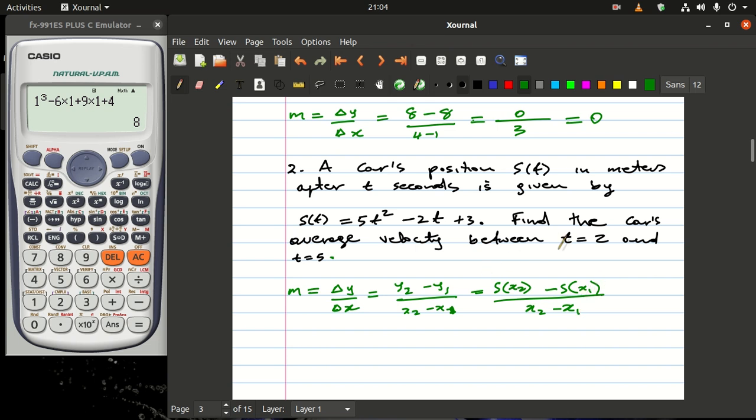Now, in this case, if you look carefully, you will find that our x2, remember that x2 is supposed to be the biggest time, is supposed to be t equal to 5.